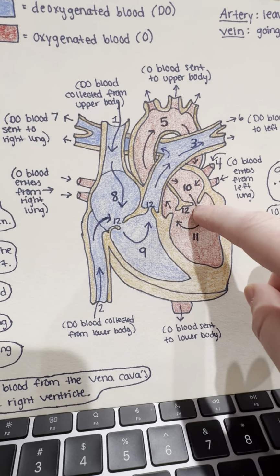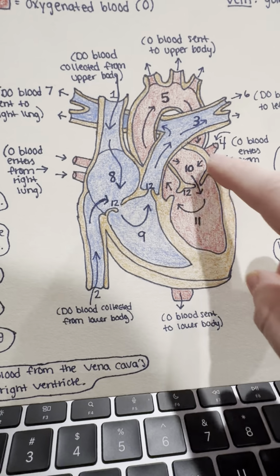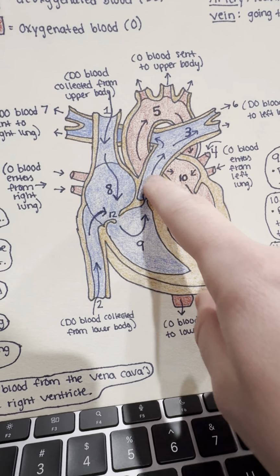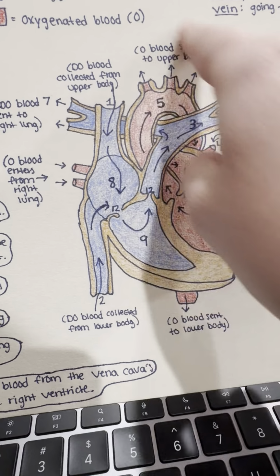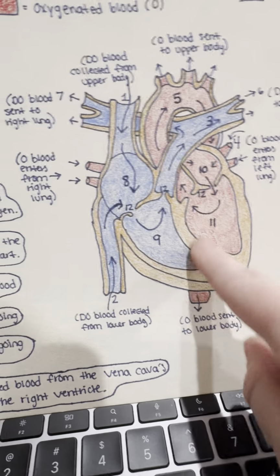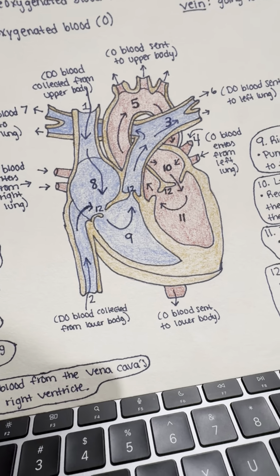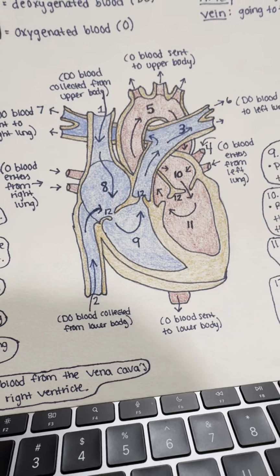Then this valve pumps the oxygenated blood into the left ventricle, which this valve pumps through the aorta, which is sent all throughout the body, and also goes down this way to send the oxygenated blood to the rest of the body, like the lower part of the body.